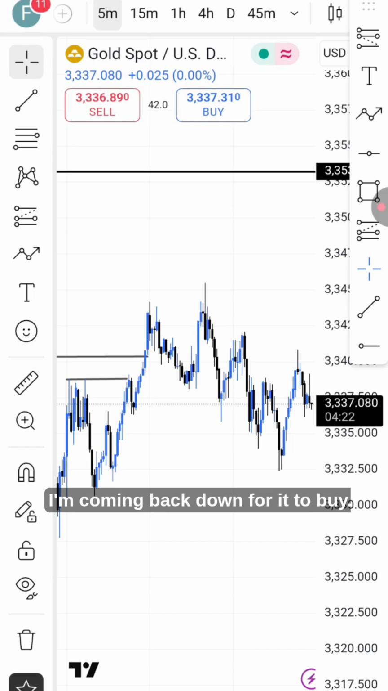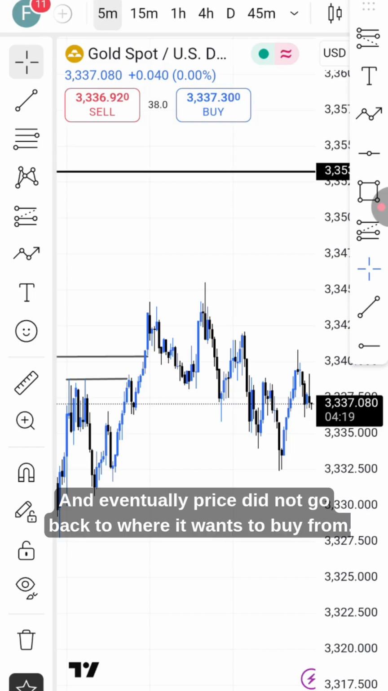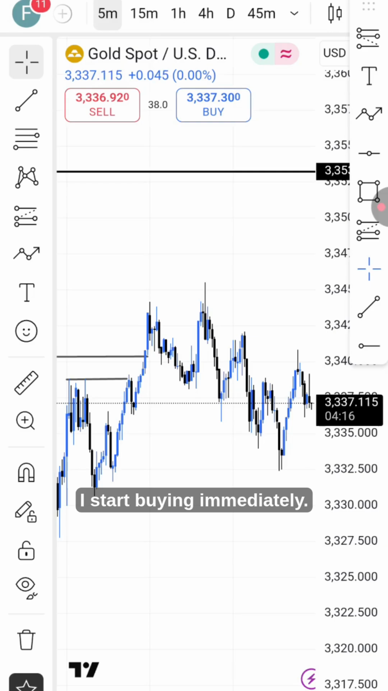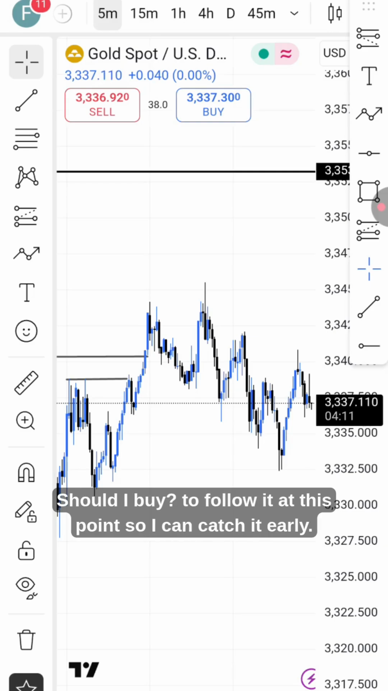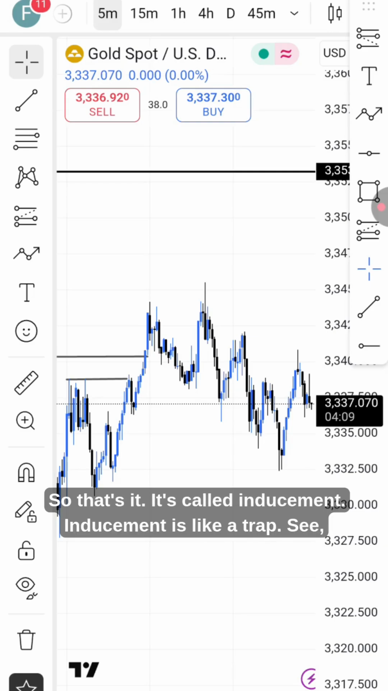After that break of structure, what follows is an inducement, like this forced pullback, when price is trying to say, okay, I'm coming back down to buy, and eventually price did not go back to where it wants to buy from and start buying immediately. You understand? Tricking traders to enter. Like, this thing has left me, should I follow it at this point so I can catch it early? Do you understand? So that thing is called inducement. Inducement is like a trap.